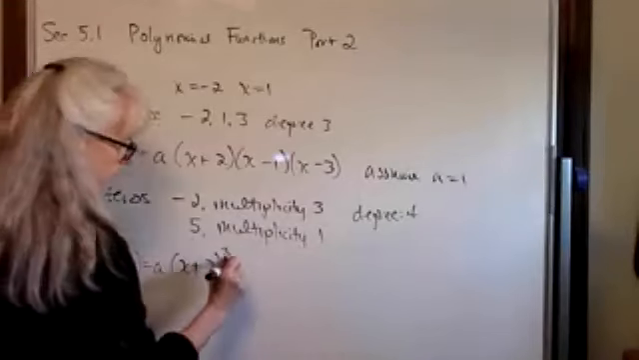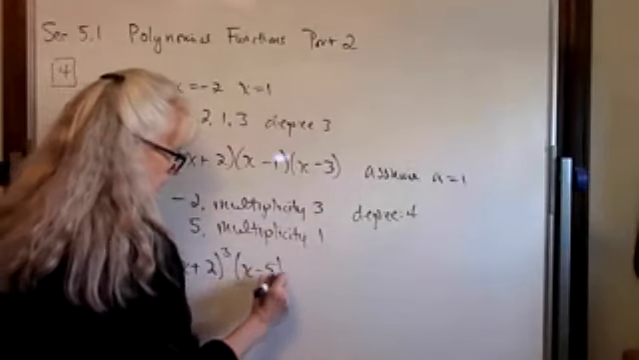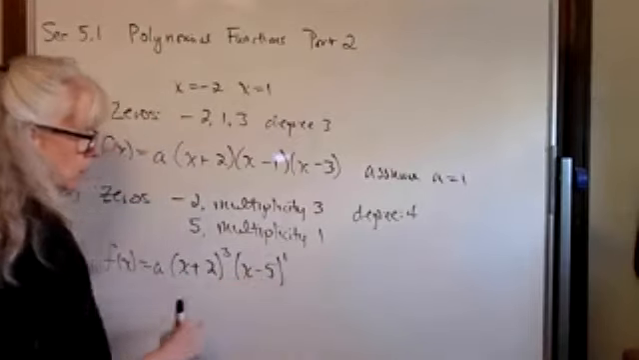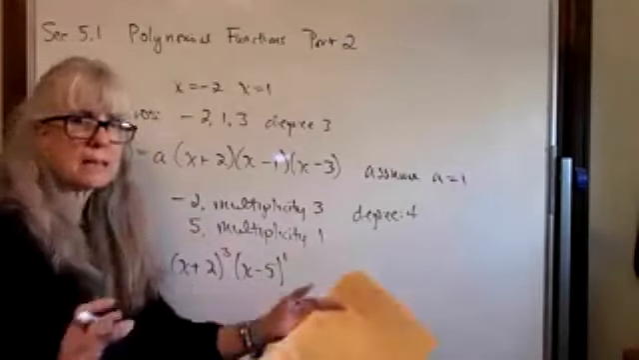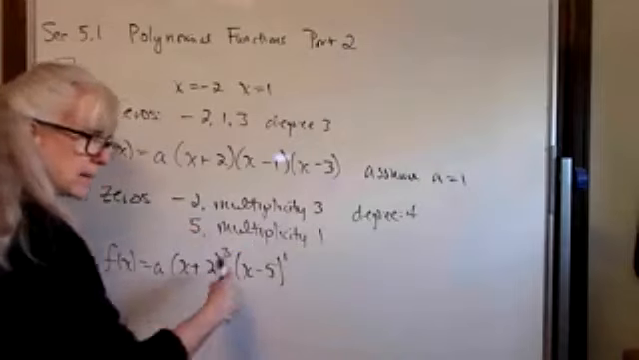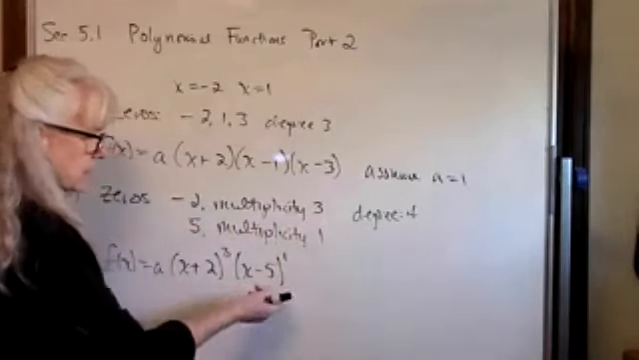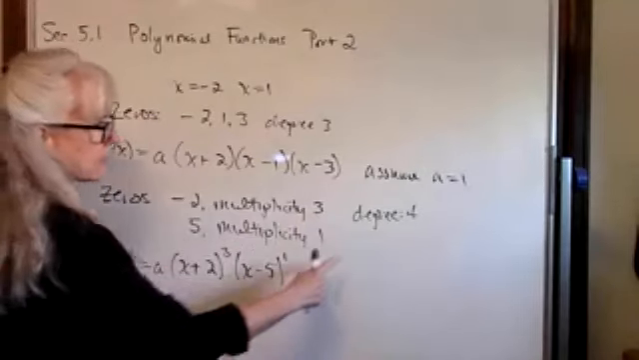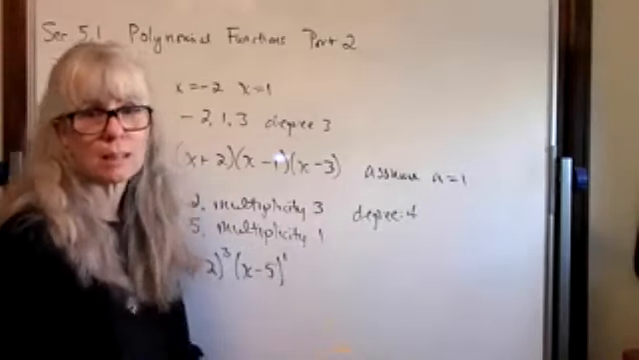We also end up with a 5, so that would come from x minus 5. It's to the first power. You don't really need to write the 1, but recognize that I could write the 1. If we were to expand this out, we'd have an x plus 2 times an x plus 2 times an x plus 2 times an x minus 5. So if I multiply all that out, I have an x to the third times an x, giving me my 4th degree polynomial like they said we would have.